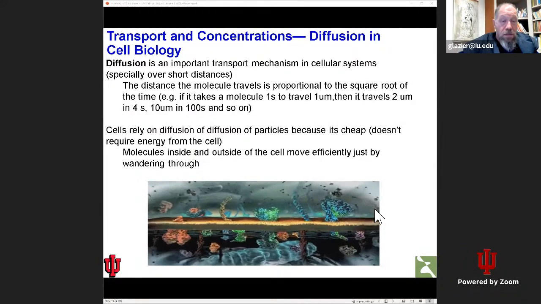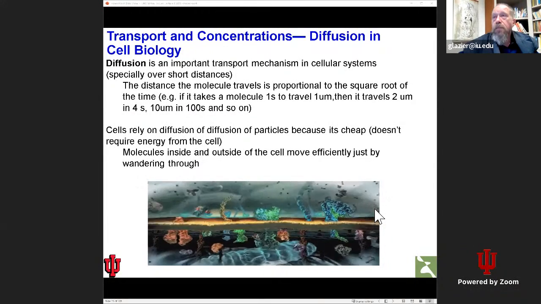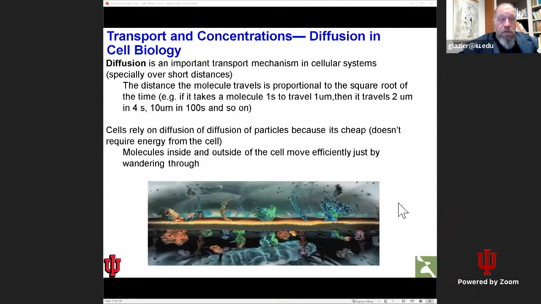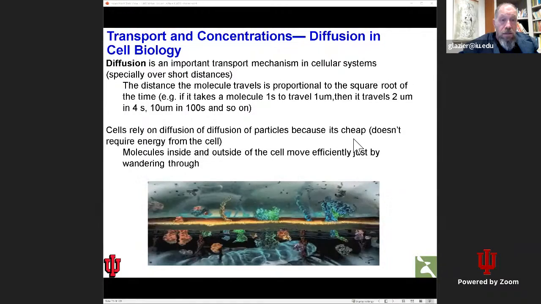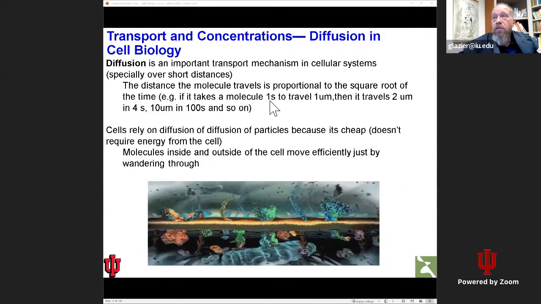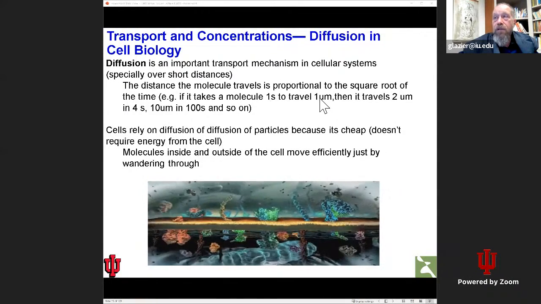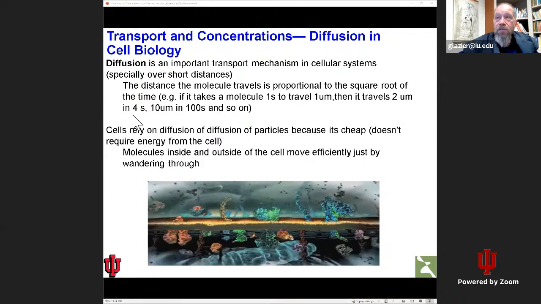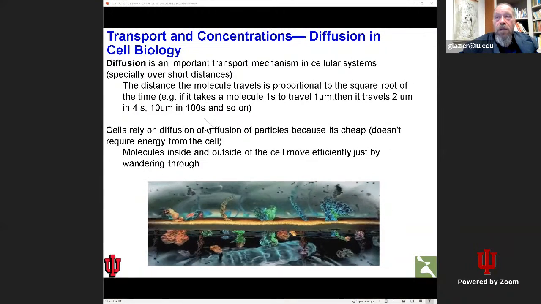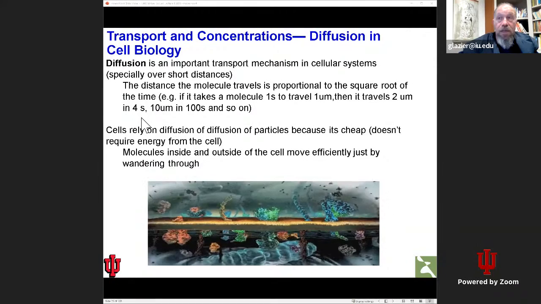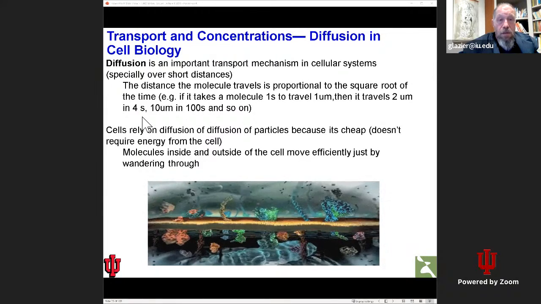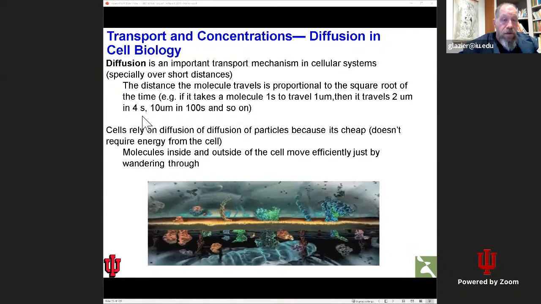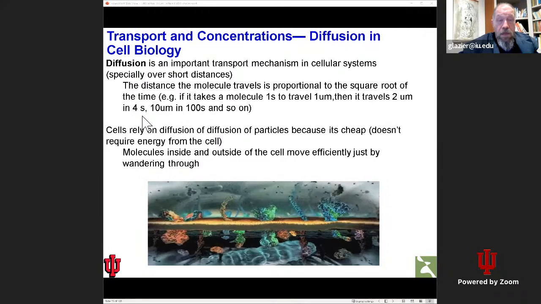Higher viscosities move more slowly. And in diffusion, again, it slows down with distance. So if a molecule takes 1 second to travel a micron, it takes 4 seconds to travel 2 microns, and it takes 100 seconds to travel 10 microns. And so that quadratic slowing down is a critical limiting factor for diffusive behavior.